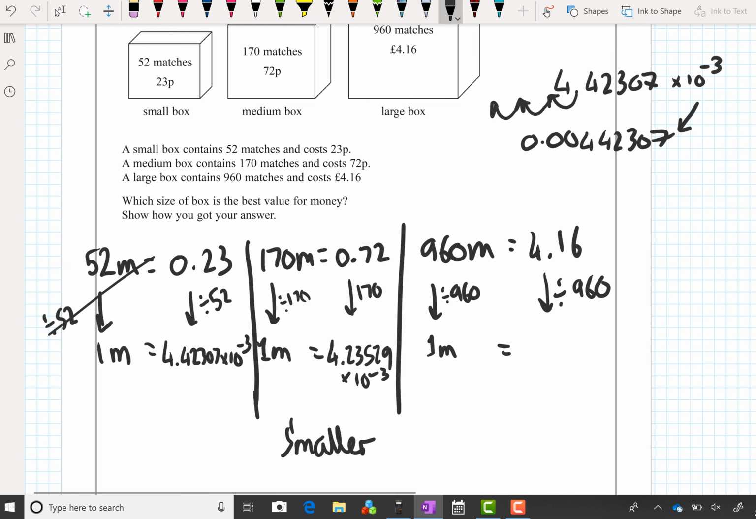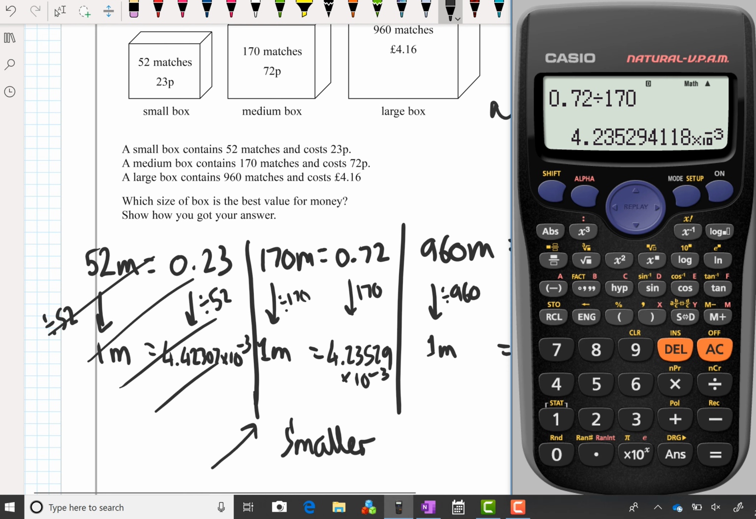I can really ignore this one now, because this one currently is saying you can get 1 match for a little bit cheaper than the one on the left. Just got to look at the one on the right now. 4.16 divided by 960. We get an answer of something times 10 to the minus 3.